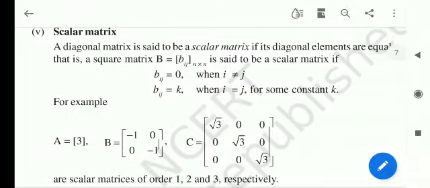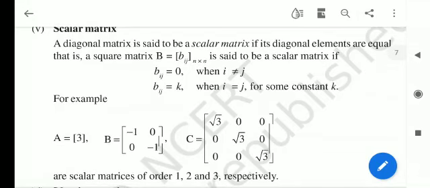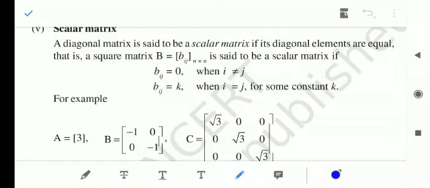Hello everyone, let us see a few more types of matrices. Let us see the scalar matrices. A diagonal matrix in which diagonal elements have the same value and the rest of the elements are 0, such a matrix is known as a scalar matrix. So, a scalar matrix is a special type of diagonal matrix.